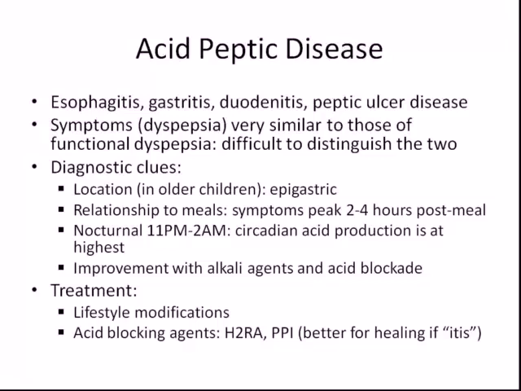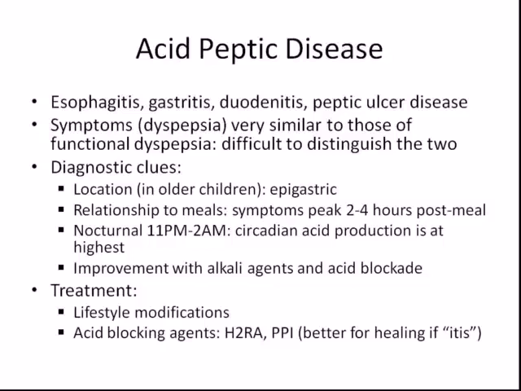There are diagnostic clues of acid peptic disease, and these include location, keeping in mind that this is more attributable in older children. Older children will generally have epigastric pain with acid peptic disease. Also, relationship to meals. So symptoms peak 2 to 4 hours after a meal. Nocturnal symptoms between 11 and 2 a.m.